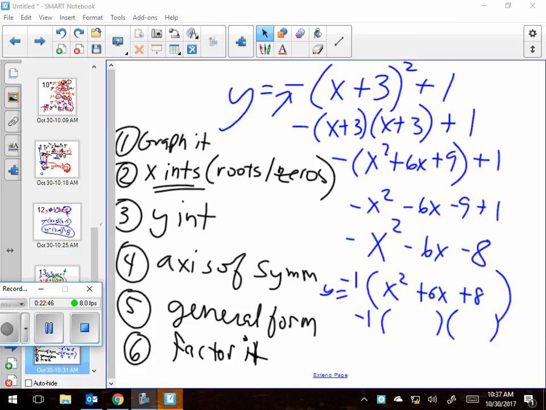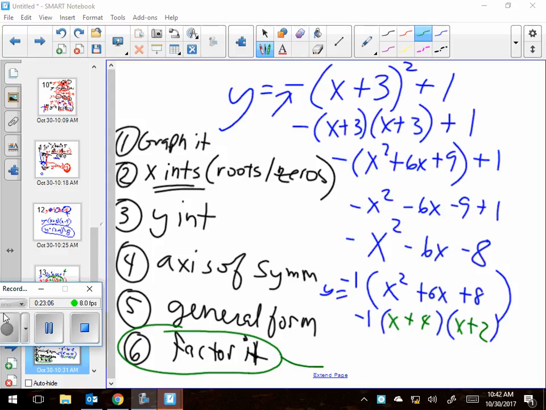This is pretty intense. I'll pause again while you finish. Okay, I got the feeling that there's some sincere learning just happened there. That's good. After you got this factored to x plus 4 and x plus 2, you have factored form. That's factoring it. That was number 6. Raise your hand if you got x plus 4 and x plus 2. Good. Don't forget the -1's still there.